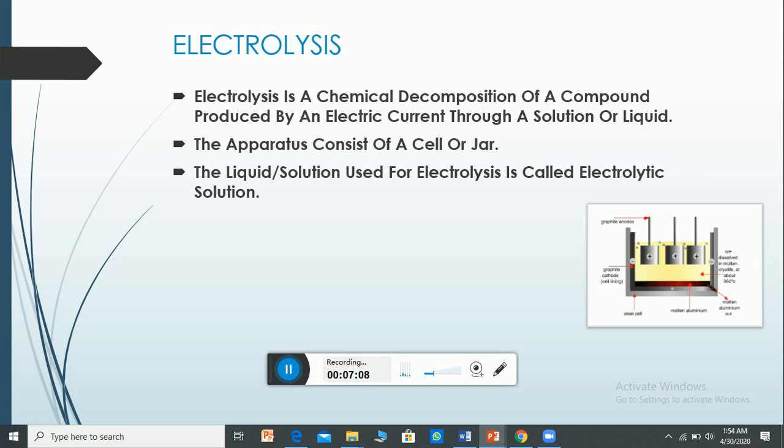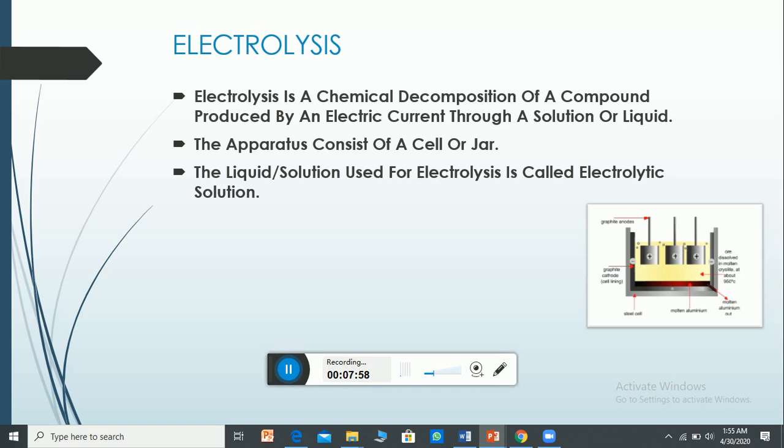The black figures are graphite rods, and these graphite rods are electrodes. At the top we also have graphite electrodes. One is positive, another one is negative. The positive one is connected to the positive end of the battery, and the negative one is connected to the negative end of the battery or source. When the reaction occurs, at the bottom we get the molten aluminium, which is in a pure state.